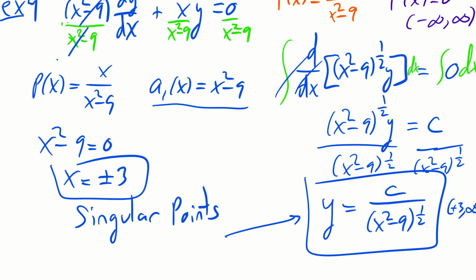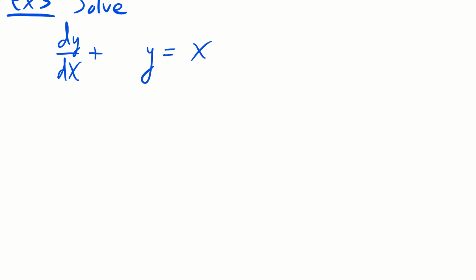Let's take a look at another one. Take a look at example 5. Let's actually do an IVP problem. Let's solve the linear first order differential equation dy/dx plus y equals x. This one is already in standard form. The p of x function would be equal to 1. The coefficient of y is just 1.